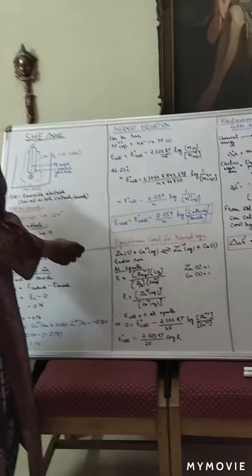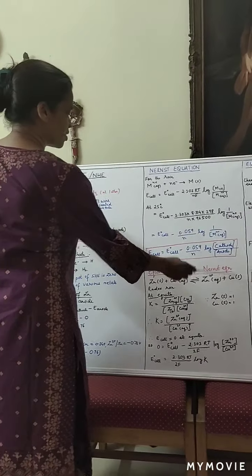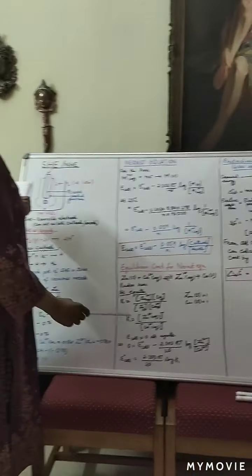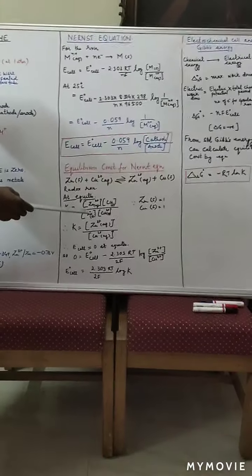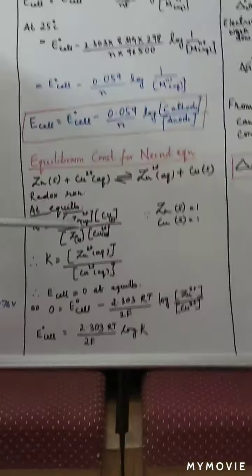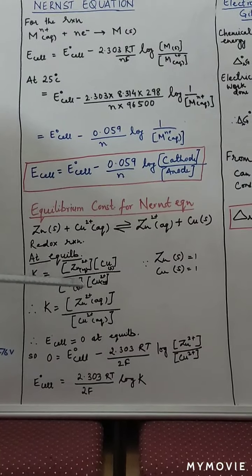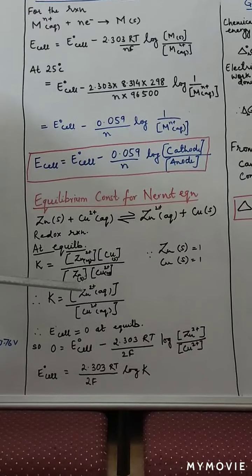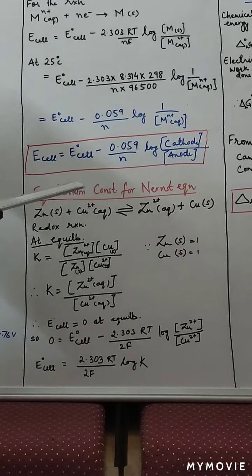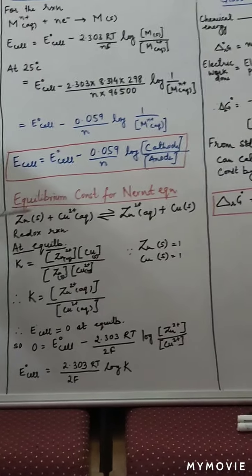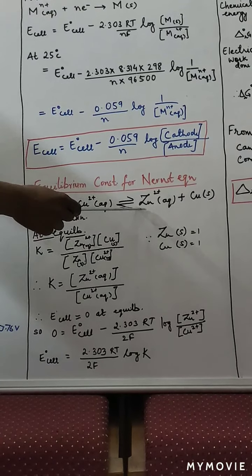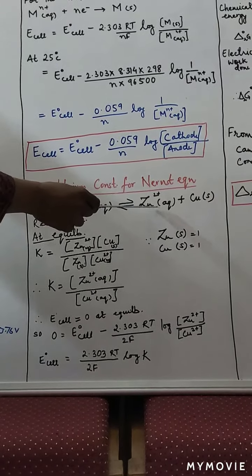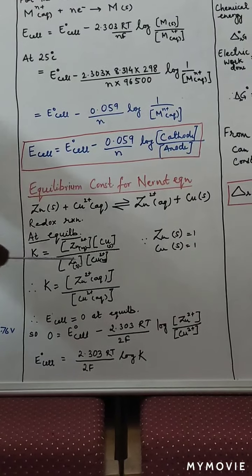We learn to calculate now the equilibrium constant from the Nernst equation. So the EMF of the cell may be used to calculate the equilibrium constant for the cell reaction. At equilibrium, the electrode potentials of the two electrodes become equal, so the EMF of the cell will be equal to 0. Now we take an example of the redox reaction, zinc plus copper ion. It's a reversible reaction because it's a redox reaction.